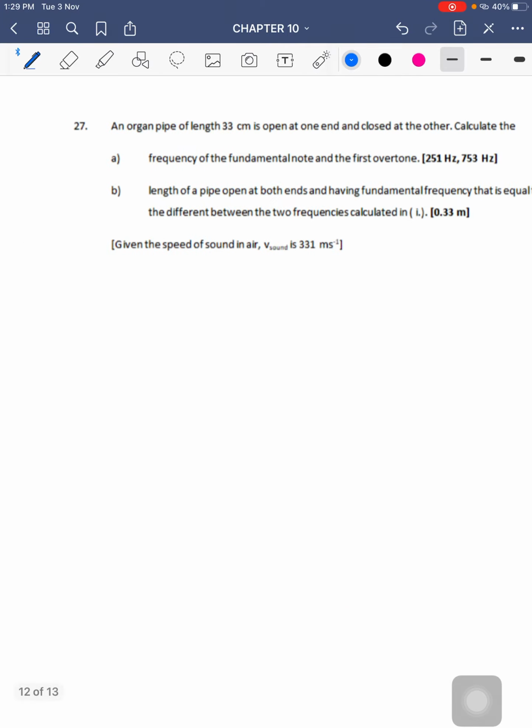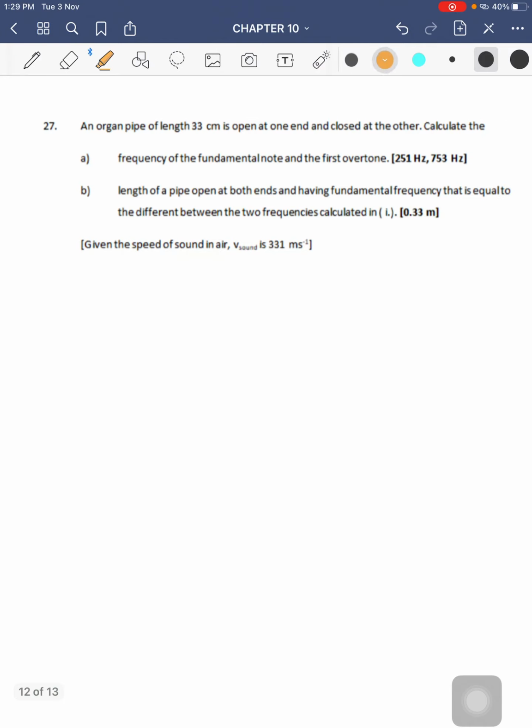The next one, an organ pipe of length. So kita ada length of an organ pipe open at one end and closed at the other end. Okay, so ini maksudnya satu terbuka, satu tutup. So dia merujuk kepada closed pipe. So this is the length of the pipe. Calculate the frequency of the fundamental note.